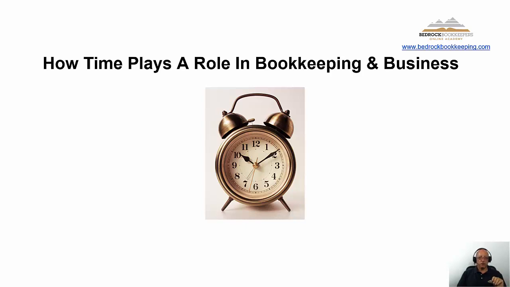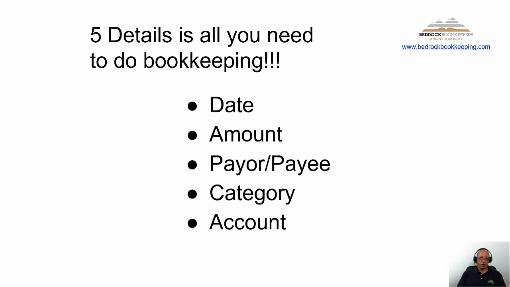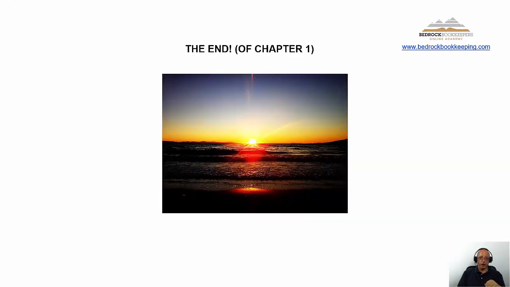So all of those transactions, all of those numbers are compilations of details. And all the details that we need for every single transaction, there's only five details. The date, the amount, the people involved, what category it belongs in, and what account it belongs in. Now in Chapter 2, we are going to talk more in depth about the category and the account. But for right now, it's the end of Chapter 1.